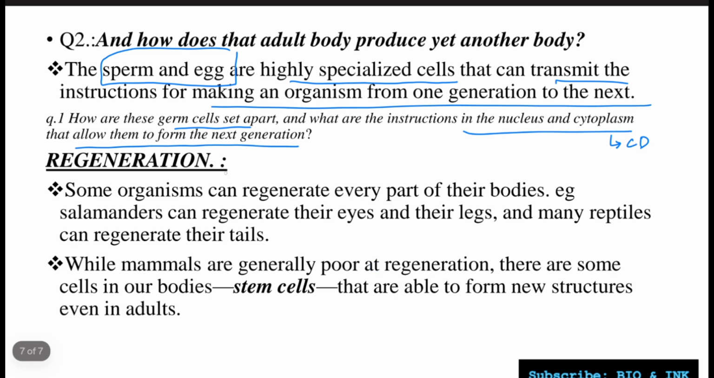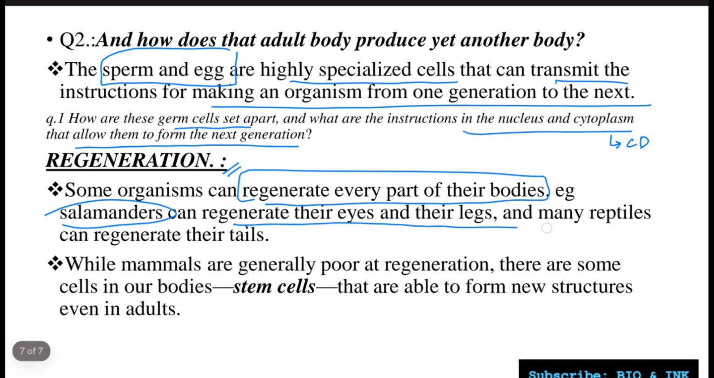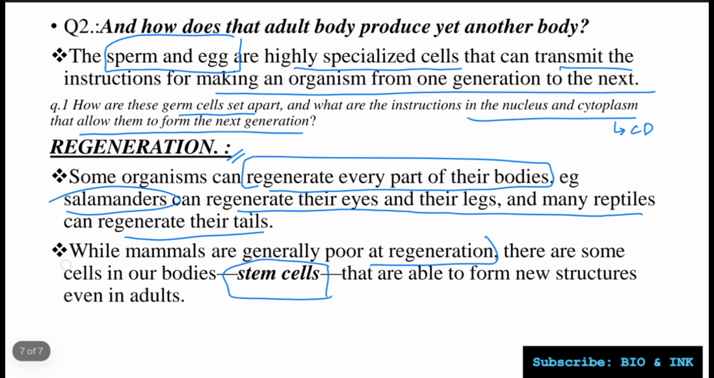Now let's go for regeneration. Regeneration happens in every part of the body for some organisms, not all. Example: salamander, planaria. Salamanders can specifically regenerate their eyes, their legs, and many other reptiles can regenerate their tails. We know our lizards sometimes leave the tail behind, while mammals are known for poor regeneration because they have very selective and fewer stem cells.